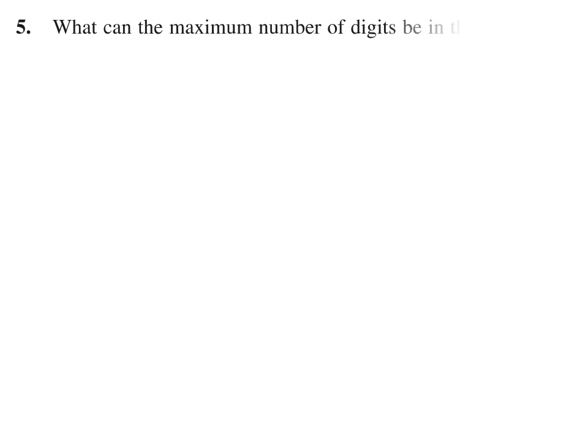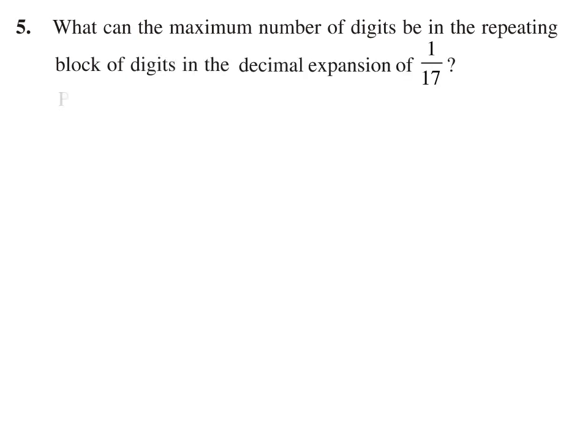The next question, question number 5, is: what can the maximum number of digits be in the repeating block of digits in the decimal expansion of 1 by 17? Perform the division to check your answer. So we have to find the decimal expansion of 1 by 17. This is a very long decimal expansion, so you have to see it very carefully.